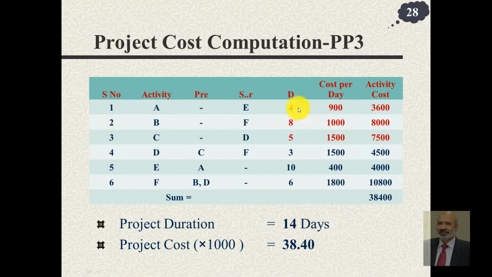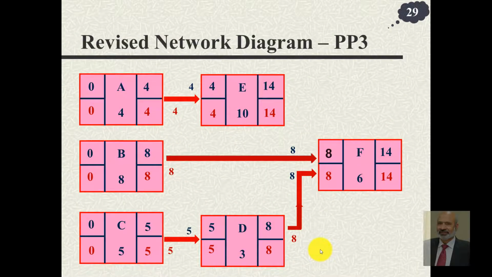So notice here we have reduced the time durations of A, B and C. These are the new costs. So overall project duration now comes down to 14 days and the cost goes up to 38,400. So this is our new, or the latest, or the revised network diagram, wherein the project completion time is 14 days. All the activities are definitely on the critical path.